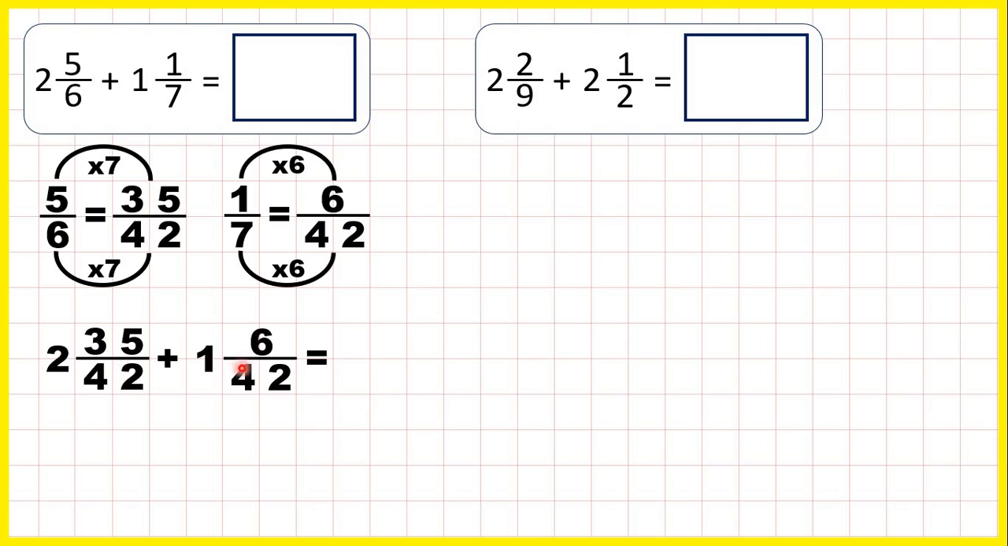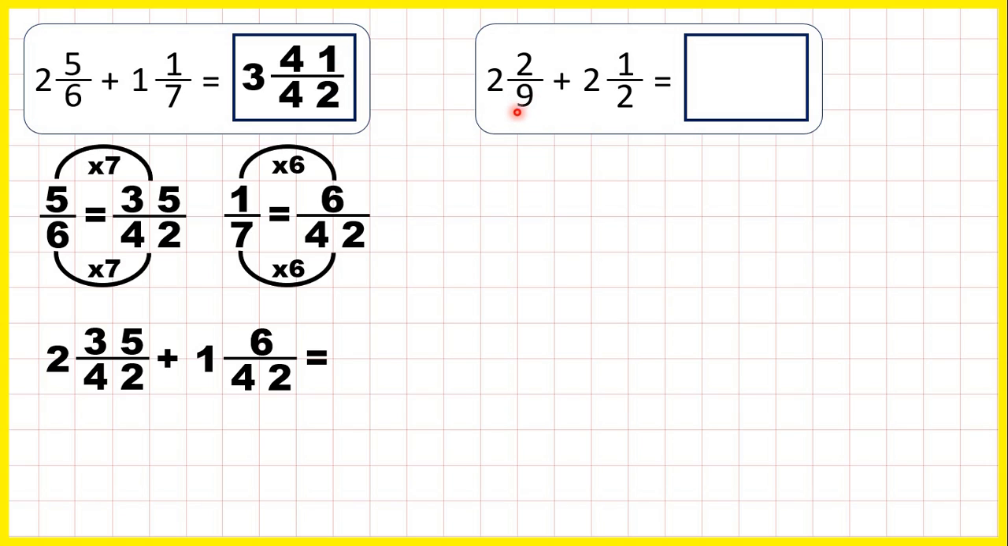So we add our fractions first. The denominator stays the same when we're adding fractions. 35 plus 6 is 41, and now we add our whole numbers. 2 plus 1 is 3, so our answer is 3 and 41 over 42.